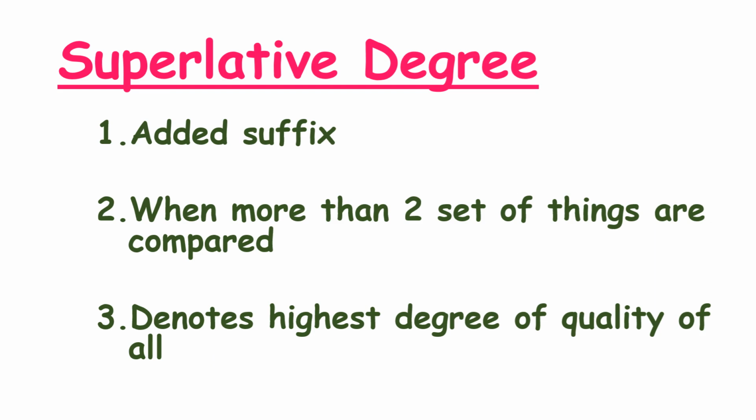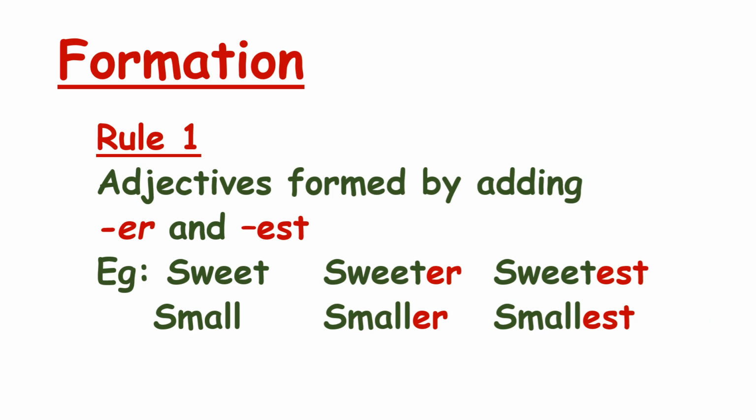Now the last one is the superlative degree. Here also we add a suffix, and it is used when we talk about more than two sets of things being compared. It denotes the highest degree of quality of all.